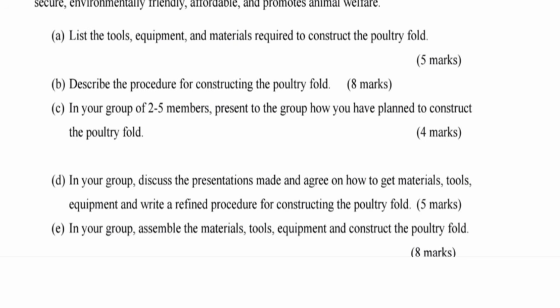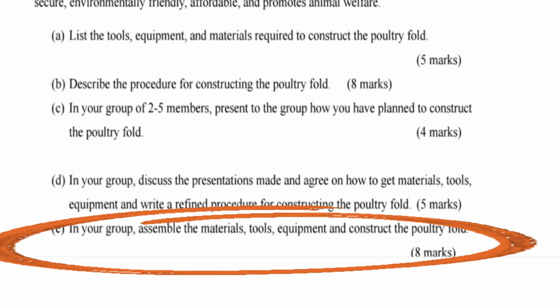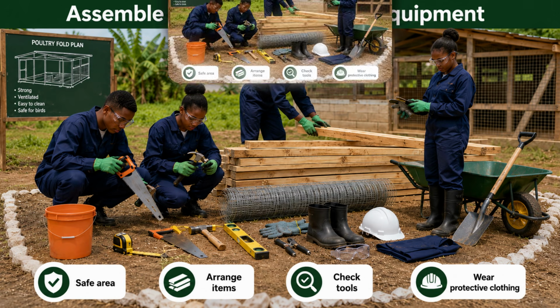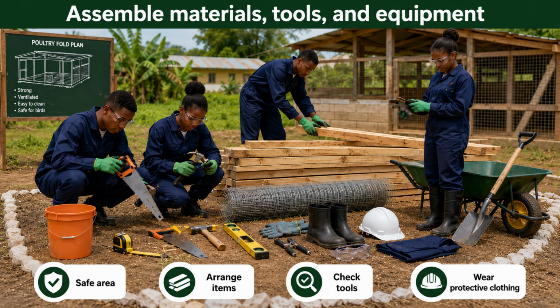So now we go to question E. And what is question E about? Question E says, assemble the materials, tools, and equipment and construct the poultry fold. Now this part is also 8 marks, and this is the practical part of the project. Now here, your group will now use the final plan to construct the poultry fold. And before construction begins, you need to assemble all the required items and then place the tools in a safe area. So as a group, make sure that you have assembled all the items and they are kept in a safe area.